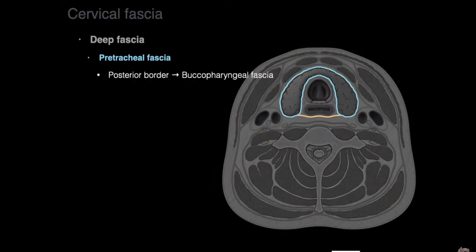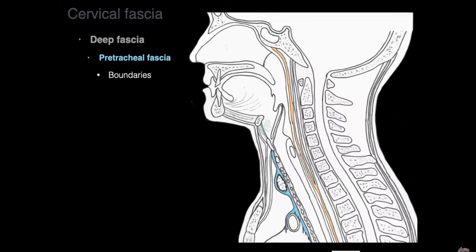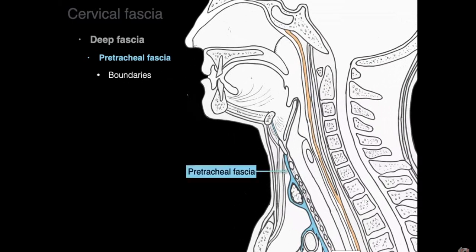The pretracheal fascia has a specific name to the back. The posterior border is called the buccopharyngeal fascia, which is all along there in that tan color because that fascia envelops the buccinator and the pharyngeal constrictor muscles. The boundaries for the pretracheal fascia are as follows. See, there is our pretracheal fascia along the front. It's the hyoid and thyroid laryngeal cartilages, and it envelops the thyroid gland and fuses into the pericardial sac.